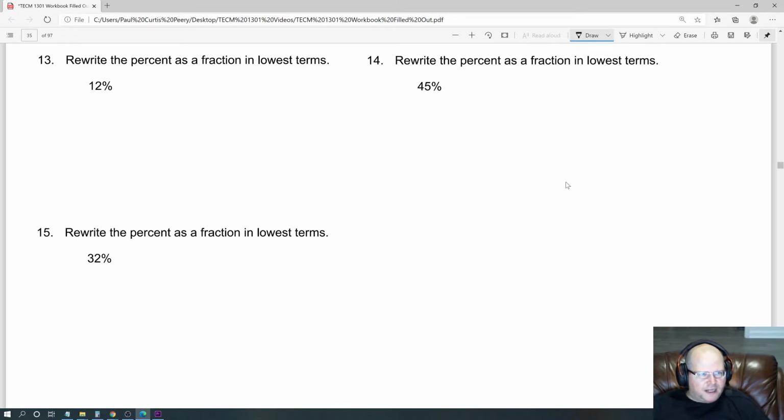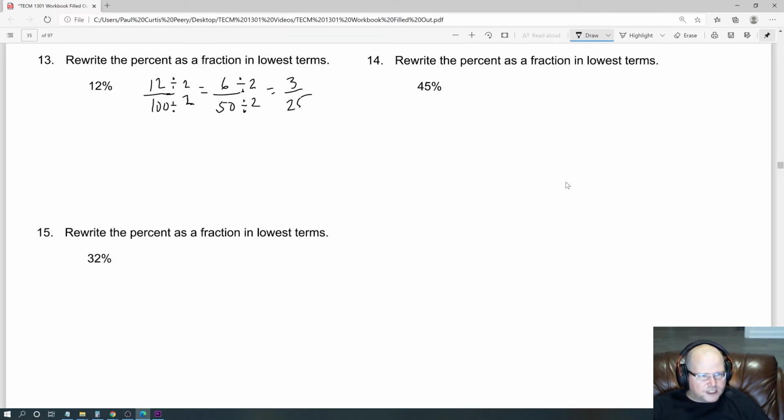Rewrite the percent as a fraction in lowest terms. 12% is the same as 12 over 100. Well, what can I divide both a 12 and a 100 by? I can divide them both by 2, right? They're both even numbers. That gives me 6 over 50. Can I divide them both by anything else? Yes, by 2 again. And that gives me 3 over 25.